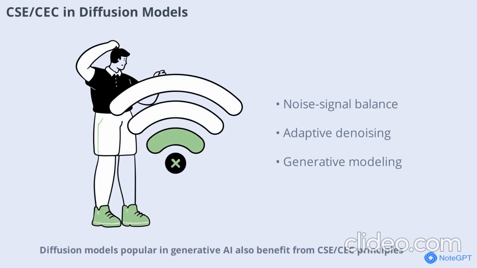Diffusion models, popular in generative AI, also benefit from CSE-CEC principles. In these models, computation balances noise injection and denoising. CSE measures the local signal-to-noise ratio, while CEC modulates the strength of denoising or noise injection. By adjusting these parameters, the model can generate high-quality samples while maintaining robustness to noise. This analogy extends to the brain, where local circuits may use similar mechanisms to balance signal and noise for efficient information processing.